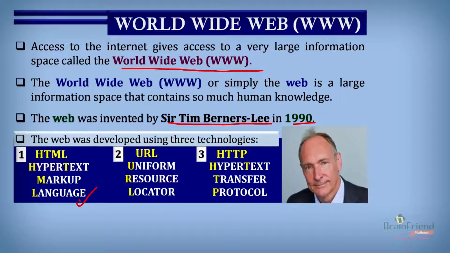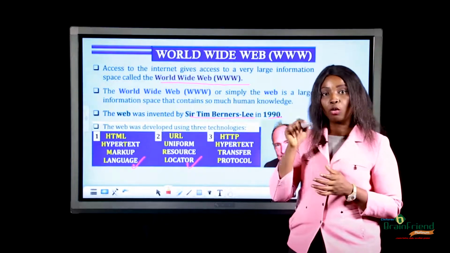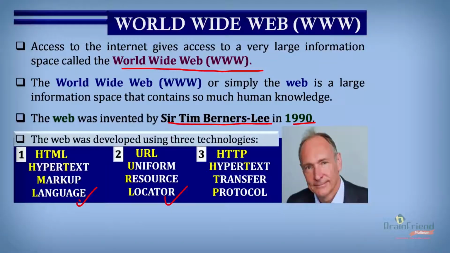And then the next technology is called the URL, Uniform Resource Locator. Since the web is a very large space of information, we must have a way of locating information on that large space, and this is done through the URL.